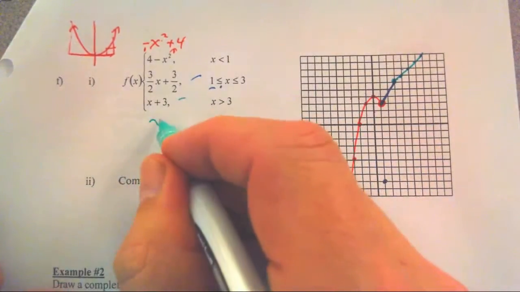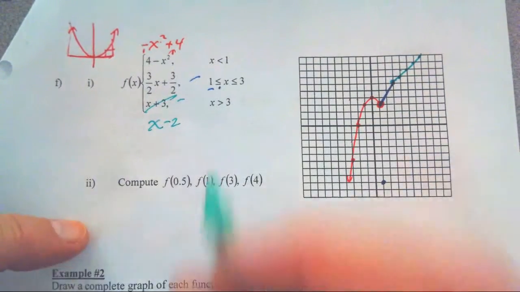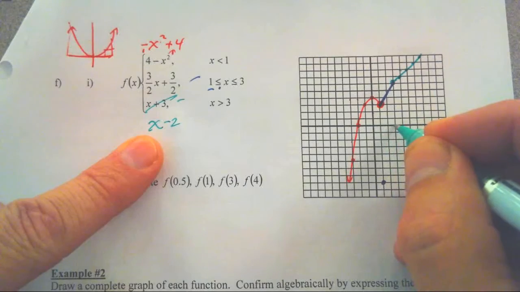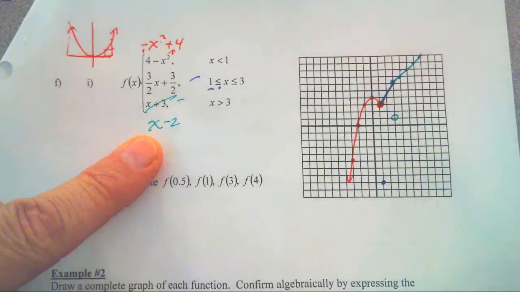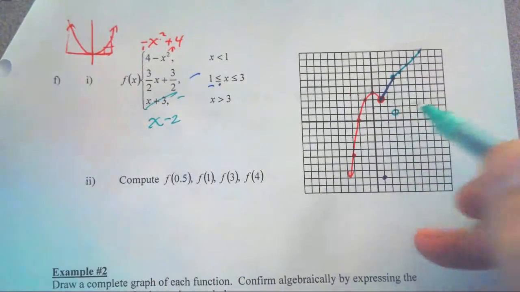Is it clear? Let's say this was x minus 2 instead of x plus 3. Don't write this part down. If I put 3 in here, I get 1. So 1, 2, 3, 1, that would be a circle here. And we just jump from there down to here. Is that all right?